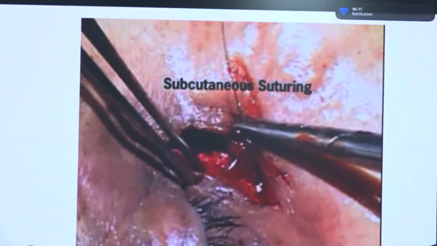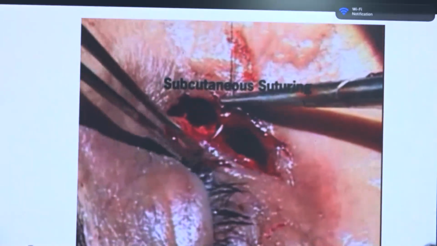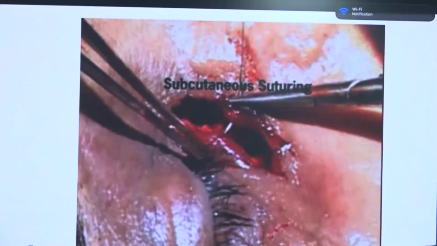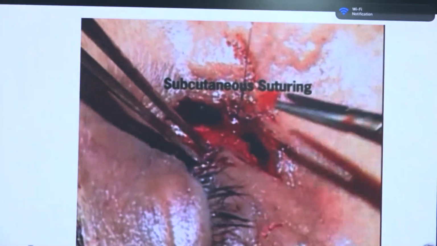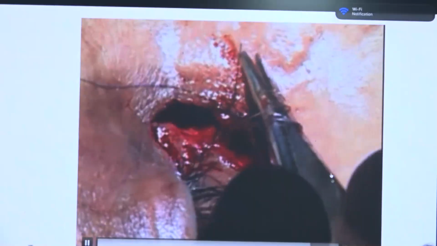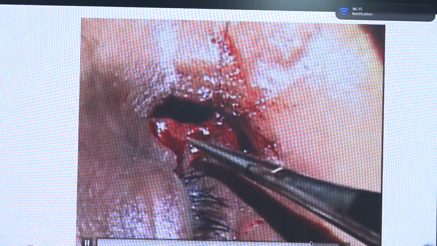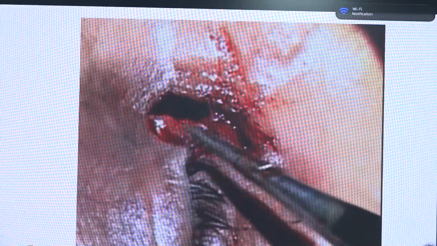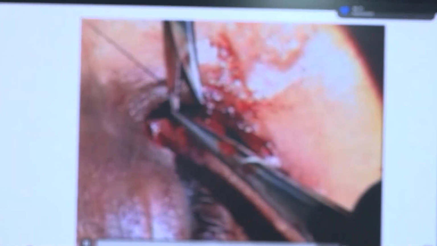A good subcutaneous closure is essential to prevent the formation of a webbed scar. A 5-0 vicryl is being passed to close the subcutaneous tissue. This closure must be thorough and may be carried out in 2 different planes in order to get a very good apposition.